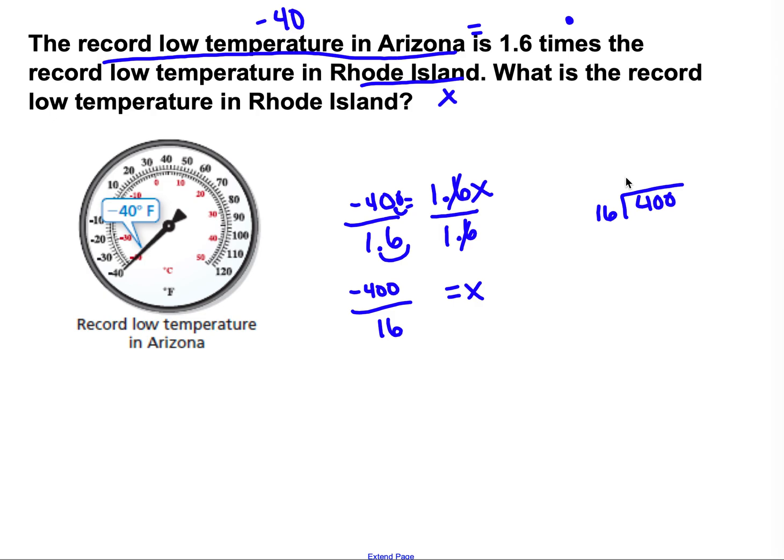16 does not go into 4. Does go into 400, or I'm sorry, does go into 40. And let's see, I think that's going to be twice. 2 times 16 is 32. 40 minus 32 is 8. Okay, 16 into 80. So let's see, I'm going to estimate a little bit here. If this was 20 into 80, it would be 4 times. So it's going to be 4 or 5. Let's see if 5 works.